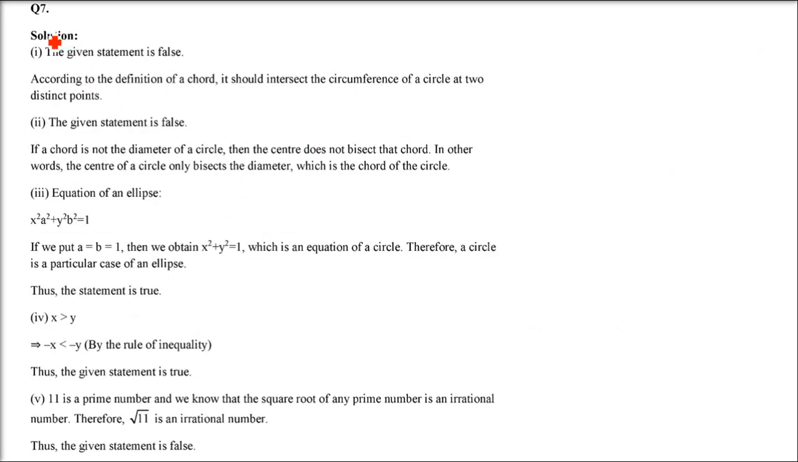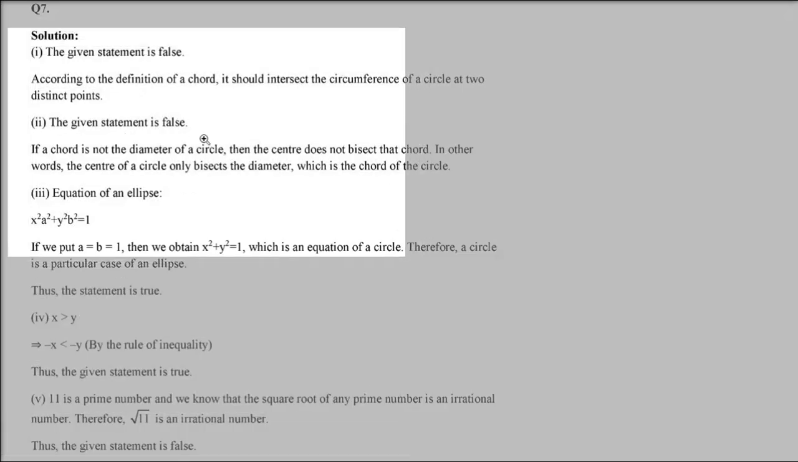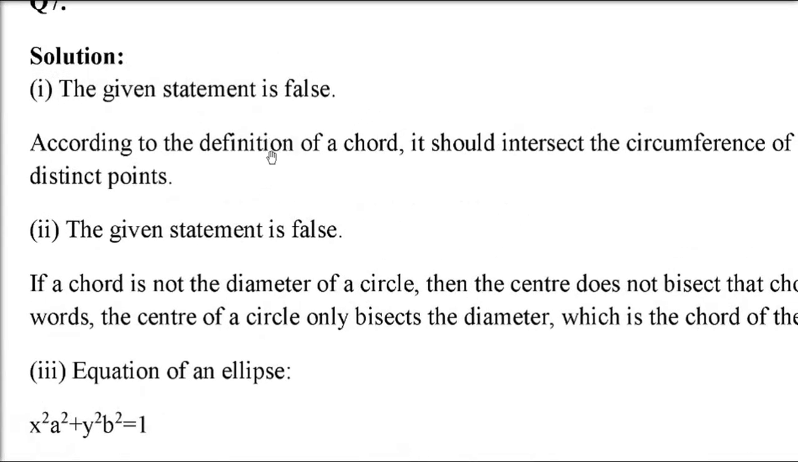Now question 7, which of the following statements are true and which are false? In each case, give a valid reason for saying so. You just have to give the reason here. One by one we are going to take them. There are 5 subparts. The first one is, each radius of a circle is a chord of the circle.